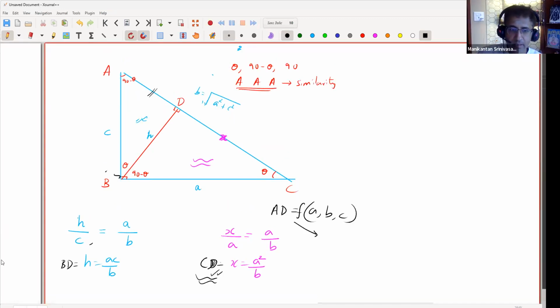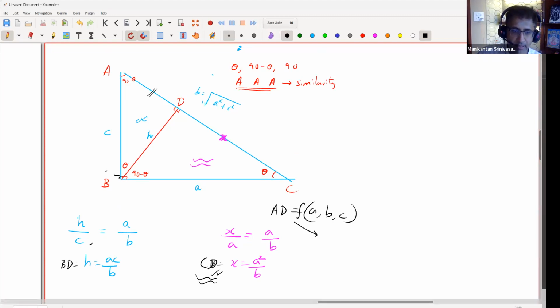We found BD using similarity. We found CD using similarity. I'm asking you to find AD using similarity. There are three triangles. All of these three triangles are similar. The small one, this medium one, and the large one. All three are similar because all of them have three angles which are same.